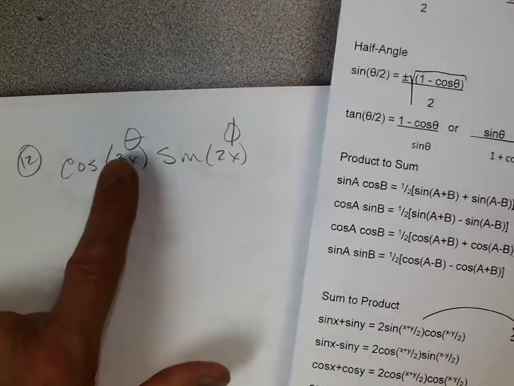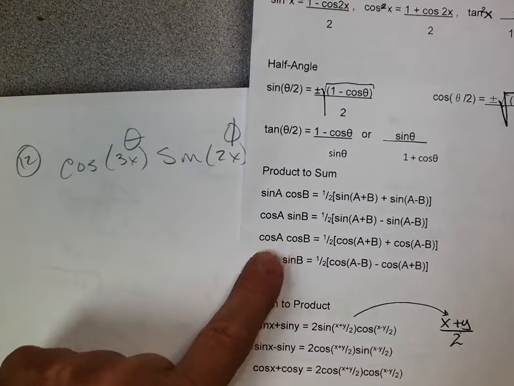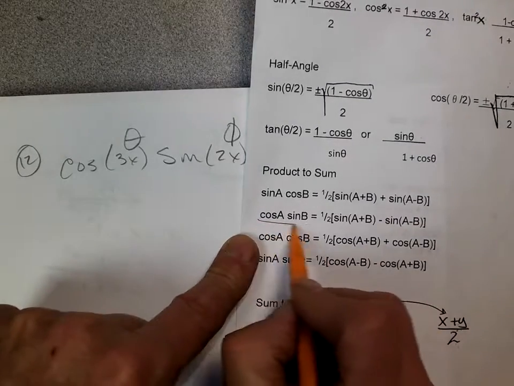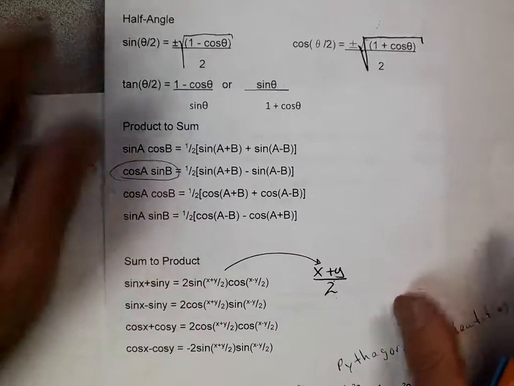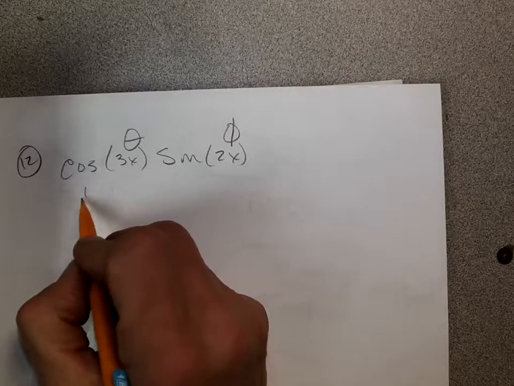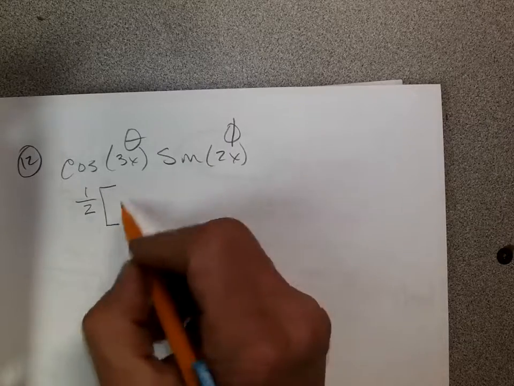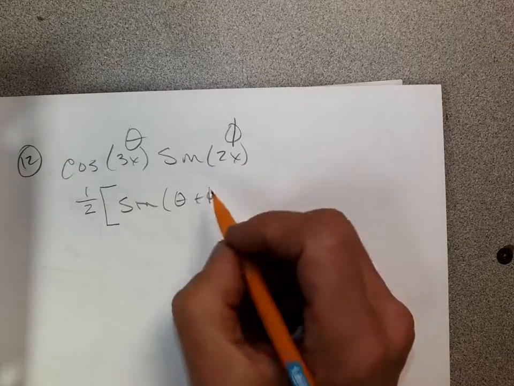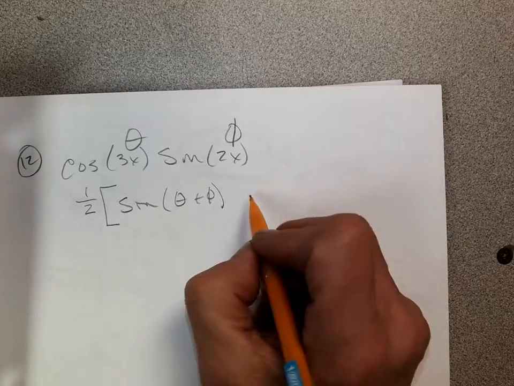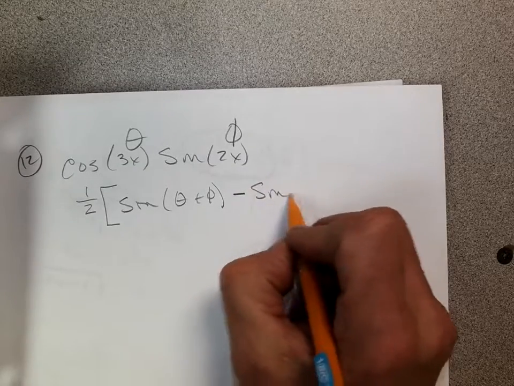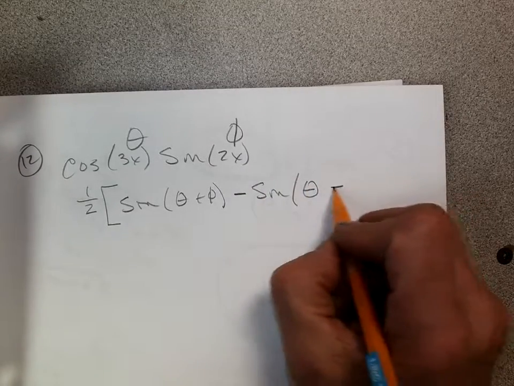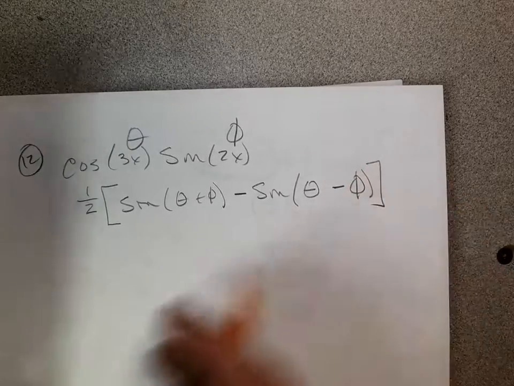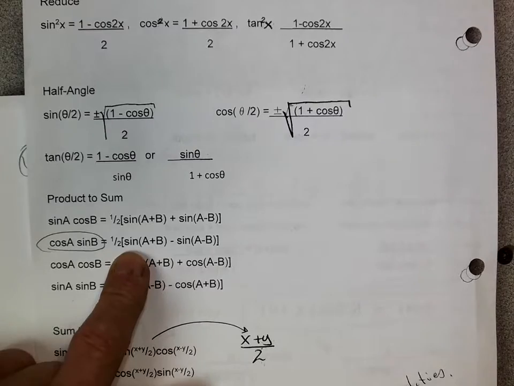If I go to my formula, what I'm looking for is cosine sine. It's right there. I want to use that one. So I'm going to rewrite it as 1/2 brackets sine of theta plus phi minus sine of theta minus phi. I'm just using my identity. This is the one we got in our reading today.